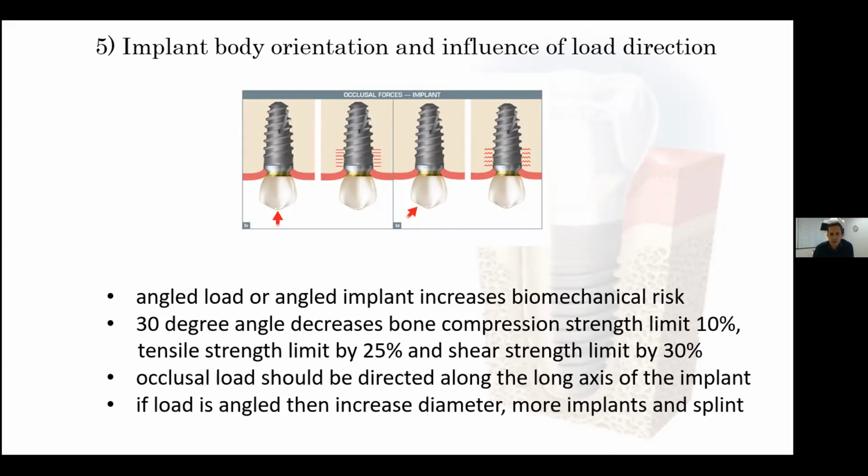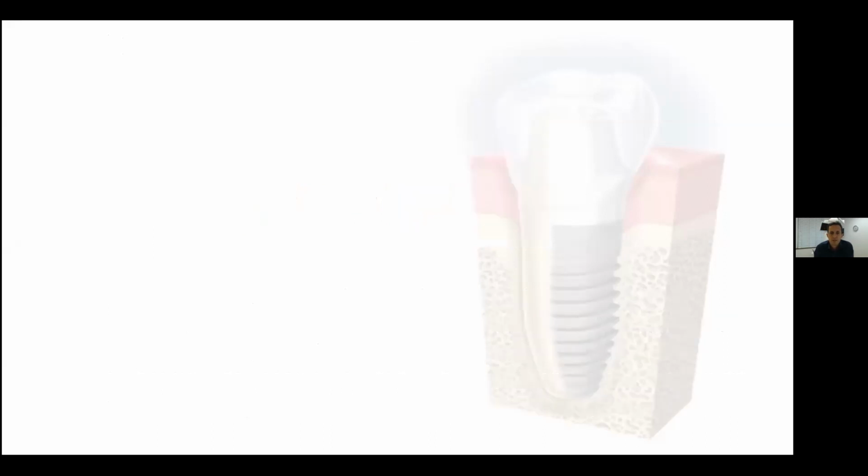If the load is angled, then we again have to compensate for that by looking at all those same measures to increase the stability. We can increase diameter, put more implants next to the angled implant, and splint your implants together. And if we do that, we are making the situation more favorable for the long term. So we have to look at the angles of our implants.